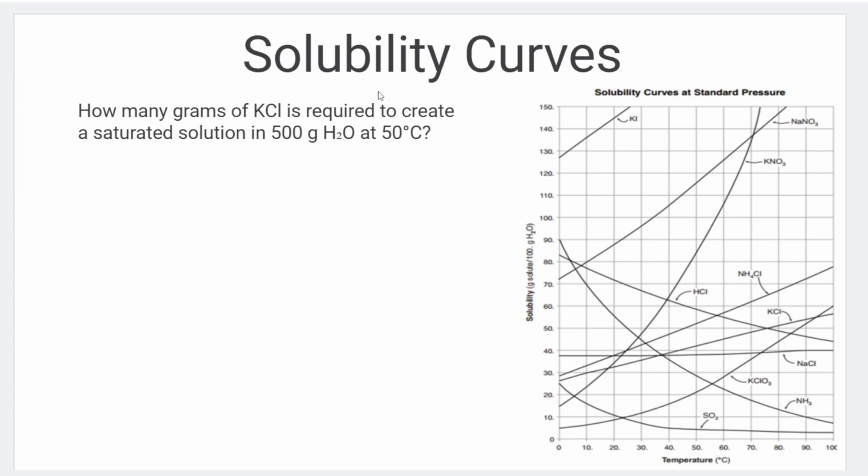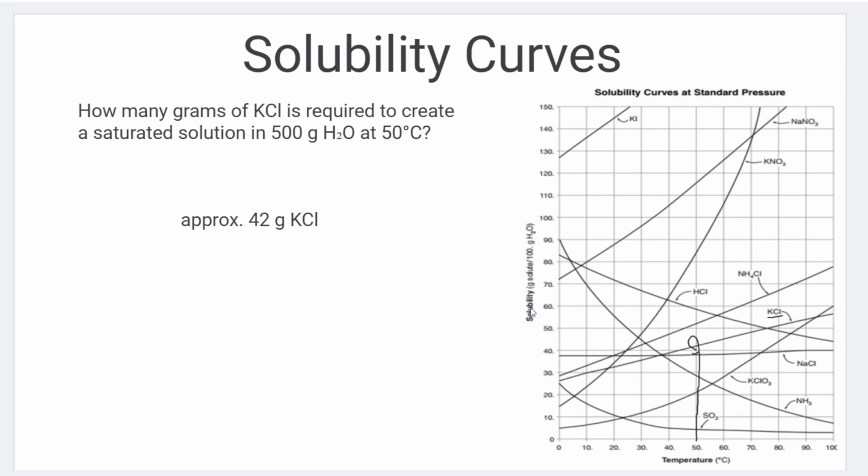How many grams of potassium chloride is required to create a saturated solution in 500 grams of water at 50 degrees Celsius? So unlike the previous problems, we're working with 500 grams of water as opposed to 100 grams of water, which is what the table works with. So first, let's distinguish that we're using the potassium chloride solubility curve, and then draw a line from 50 degrees Celsius up to the curve. We can now see that it takes approximately 42 grams of potassium chloride to dissolve to create a saturated solution.